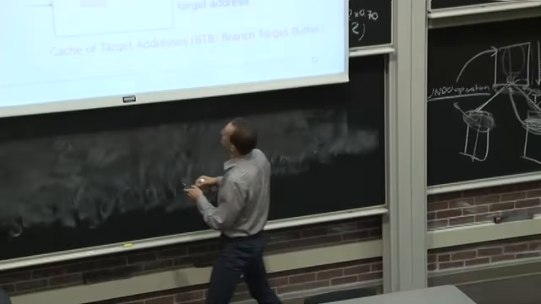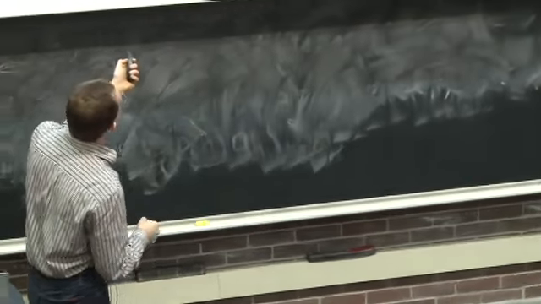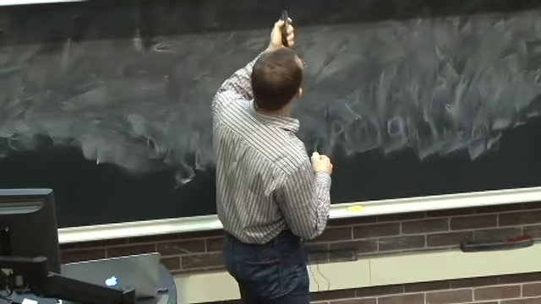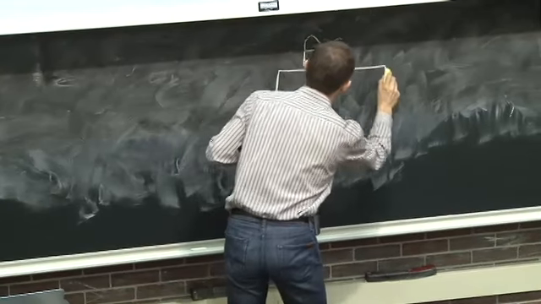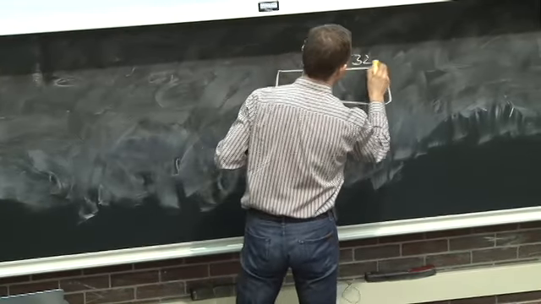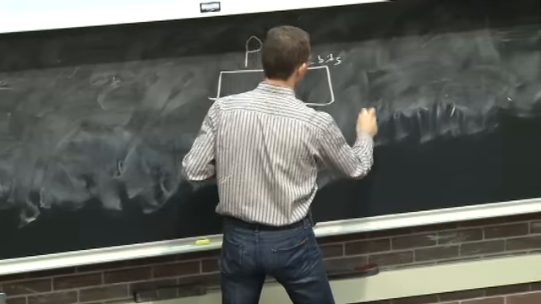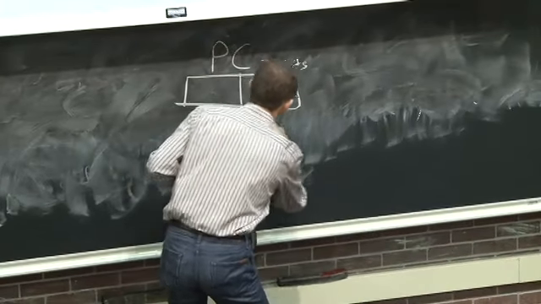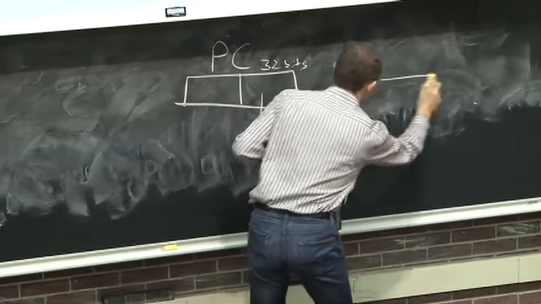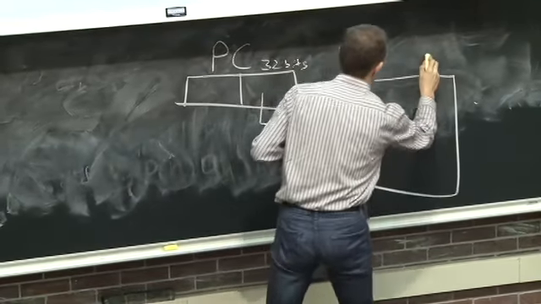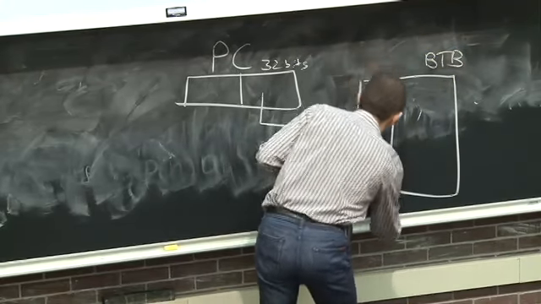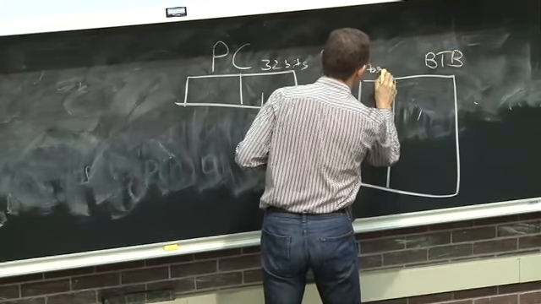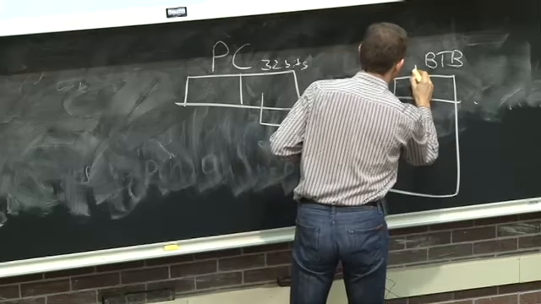So what does this access look like? We will see how a cache operates later. For now, you just need to know that this is your program counter. Let's say it's 32 bits. With some number of bits, you index into a memory structure called BTB. And BTB essentially contains two things. One is a tag, if you will, and the other is a target.